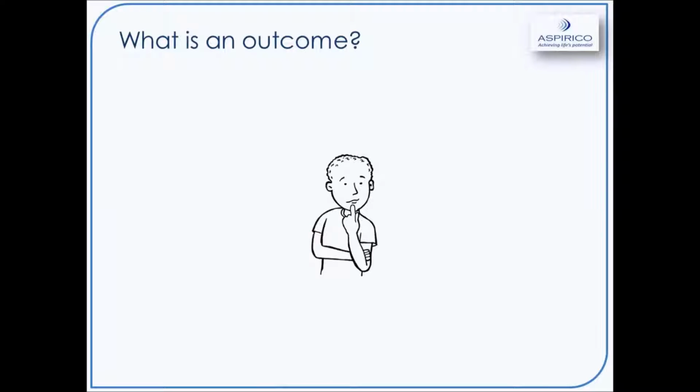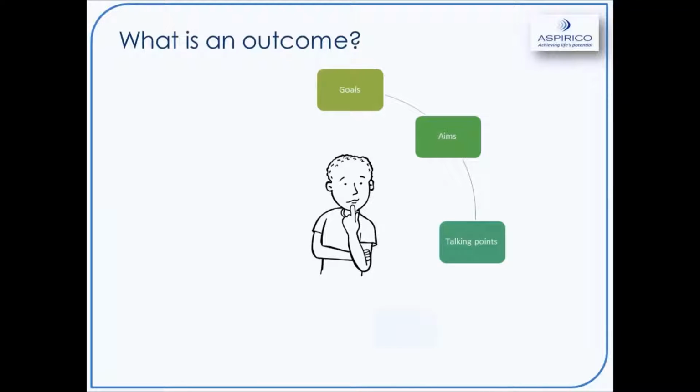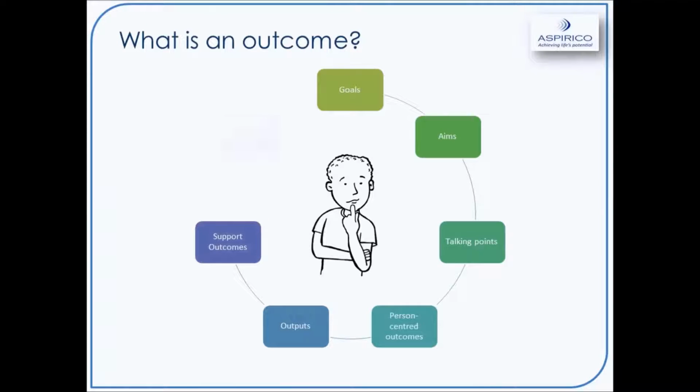Hi everyone, I'm Debbie and I'm an iPlanet Client Manager at Aspirico. Thanks for tuning in today to our webinar on What is an Outcome? So when we talk about outcomes in the social care sector, what do we mean and what other terminology is out there? Across the sector we hear lots of different words to describe essentially the same thing: goals, aims, talking points, person-centered outcomes, output, support outcomes, provider outcomes. Essentially all these words describe the things that the person wants to achieve, their dreams, their goals, their aspirations.